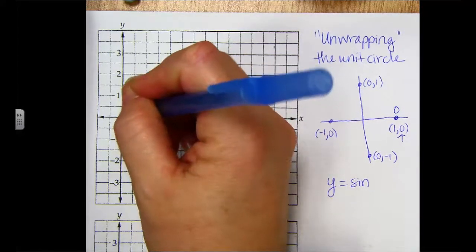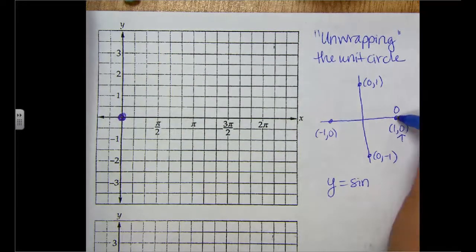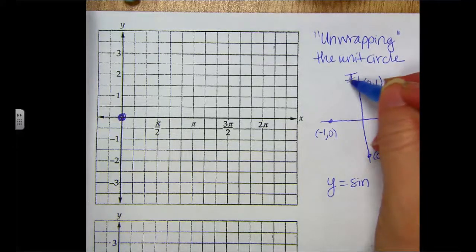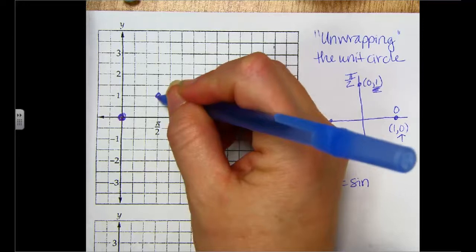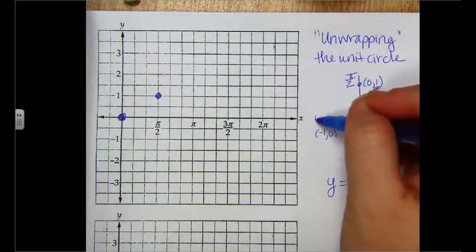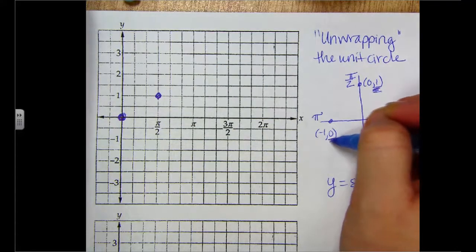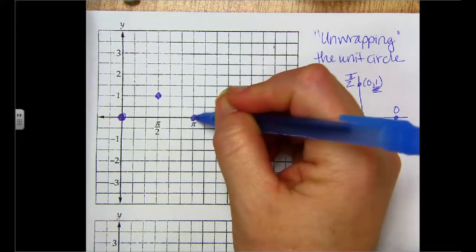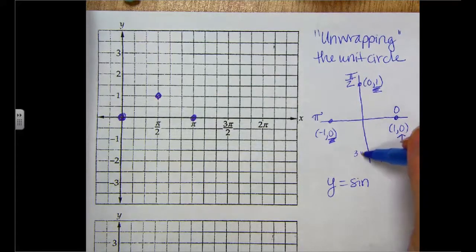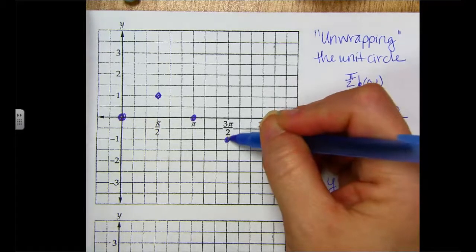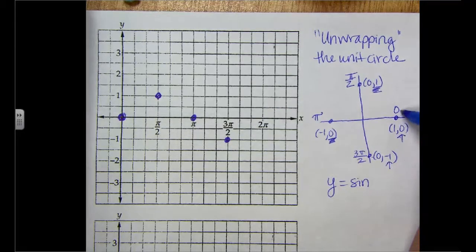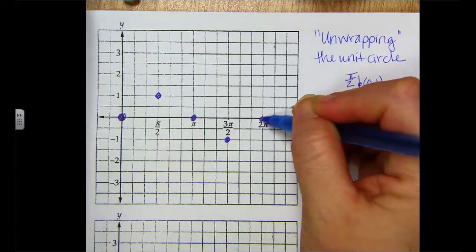So I plot 0, 0. Up at pi halves radians or 90 degrees, the y value is 1. So I plot the point pi halves, 1. And I continue around my unit circle. At pi radians, sine is 0. I plot pi, 0. At 3 pi halves radians or 270, sine is negative 1. I plot 3 pi halves, negative 1, and at 2 pi, sine is 0.